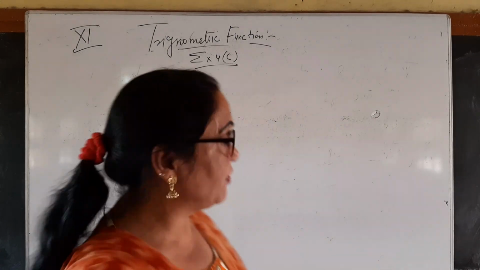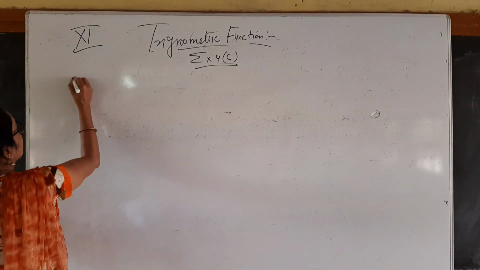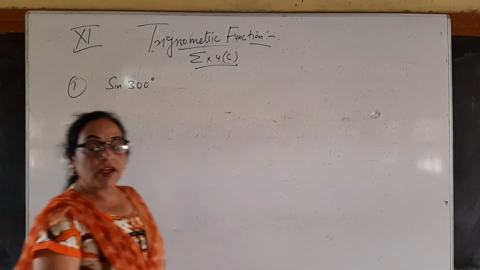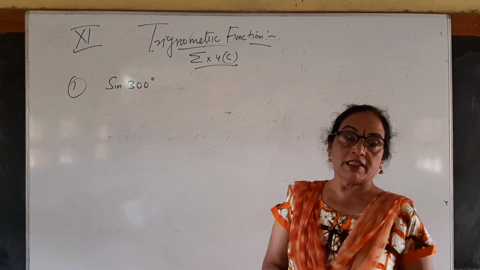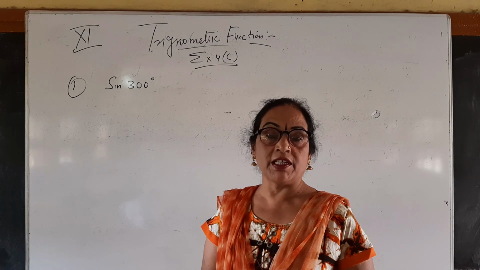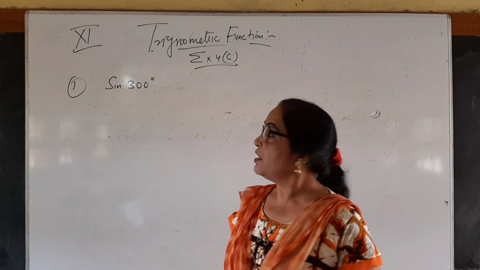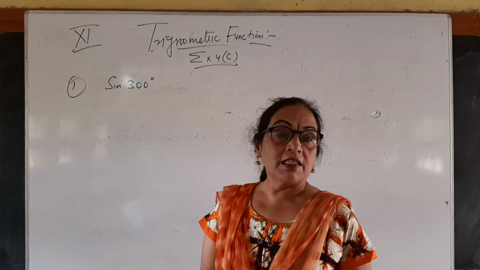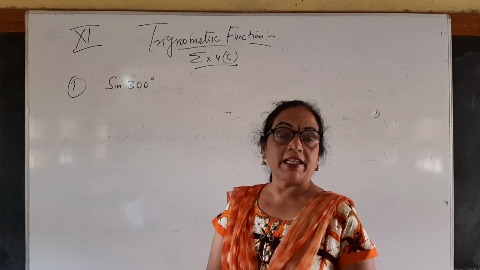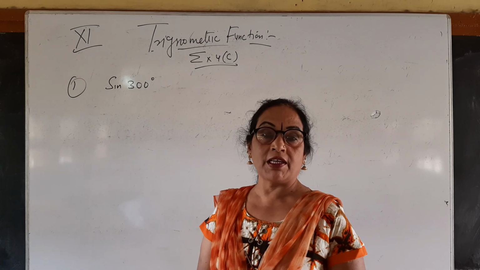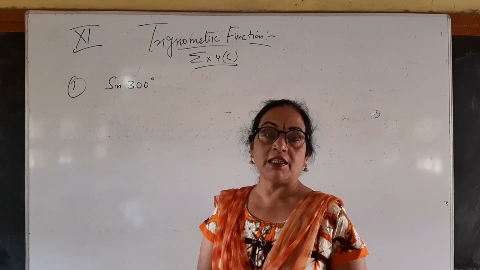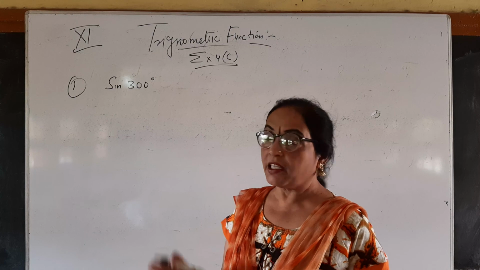See, the first question is, if it is given sin 300 degree, as we know the values of 0 degree, 30 degree, 45 degree, 60 degree, 90 degree, and we can find 120 degree, 150 degree, 180 degree also. But we don't know the value of sin 300 degree. What will we do? We will use periodic functions, that is 90 minus theta, 90 plus theta, 180 plus theta, 180 minus theta, 270 plus theta, 270 minus theta, 360 plus theta, 360 minus theta. That we will use here.